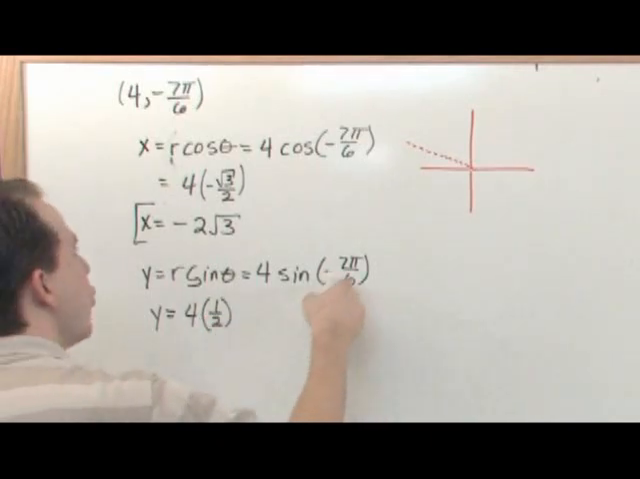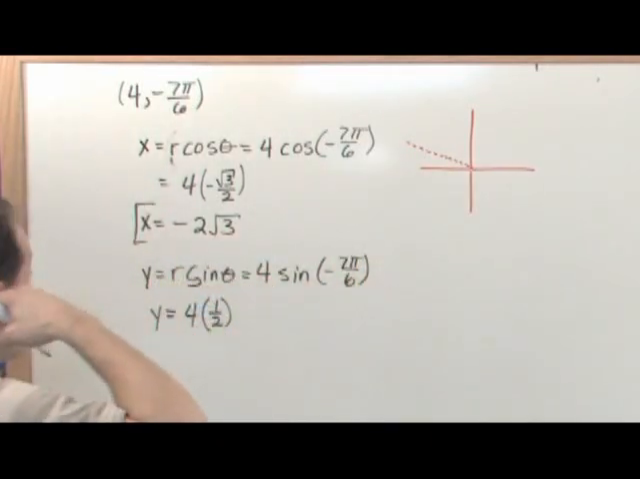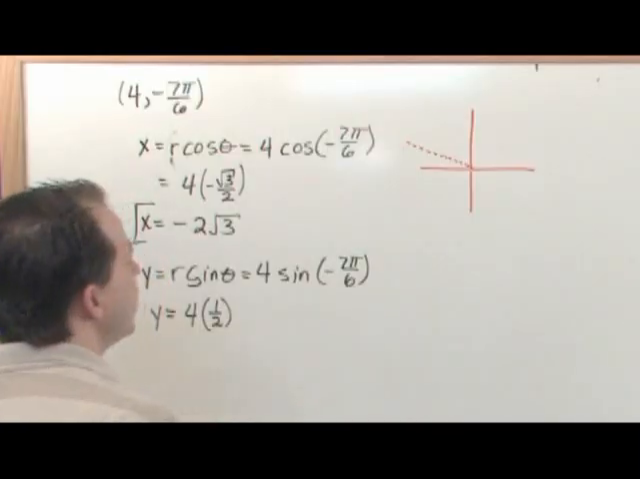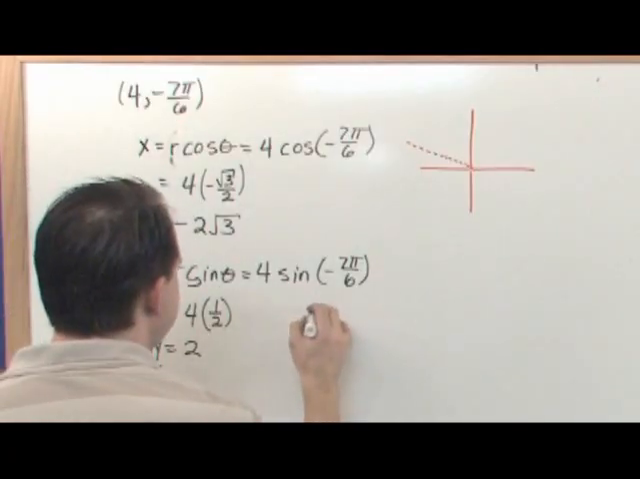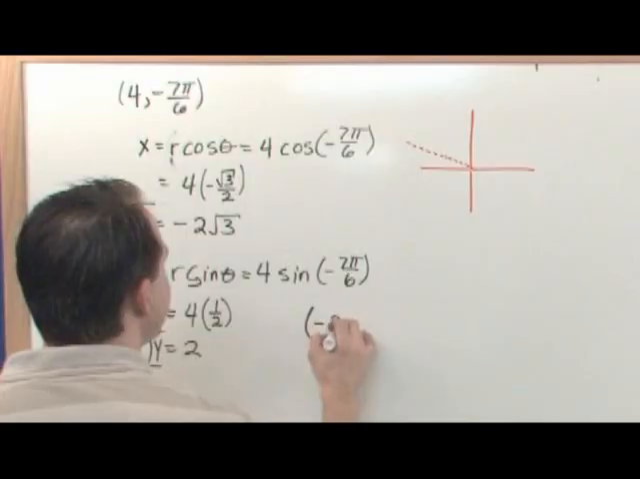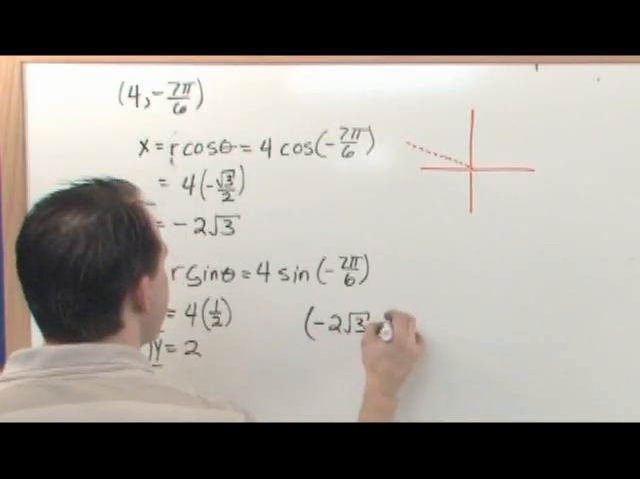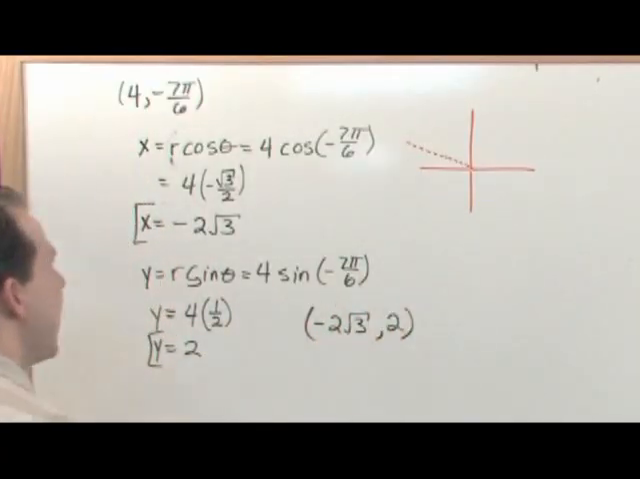You have to know where this thing lies in the xy plane to be able to figure out if your sine or your cosine is going to be negative or positive. So y is going to be equal to 2. Okay, so the Cartesian representation is at negative 2 times the square root of 3, comma 2. If you were to plot that, then you would find exactly where that point lies.